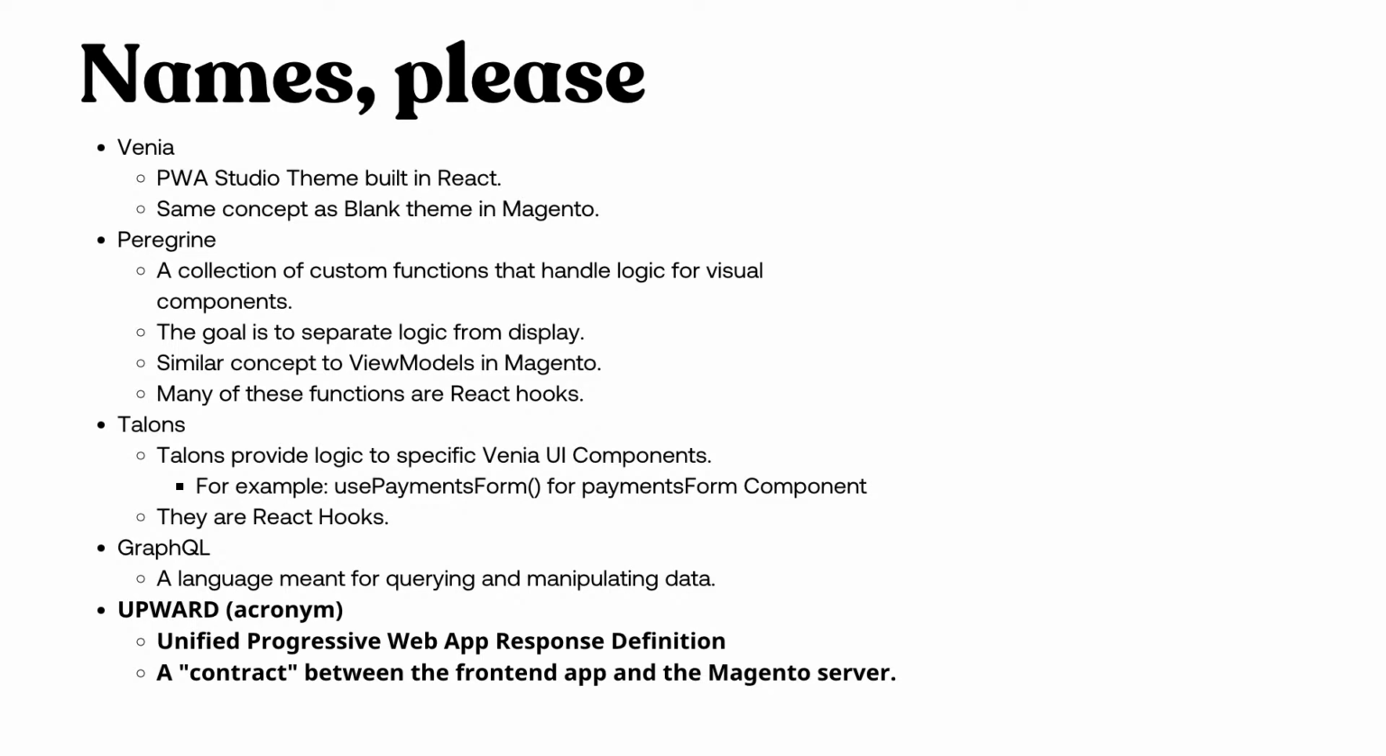The first is Venia. This is the PWA Studio theme that's built in React. It's the same concept as the blank theme in Magento. Would be similar to the Luma theme as well in terms of concept. The only thing is that it is the theme which we would extend from.